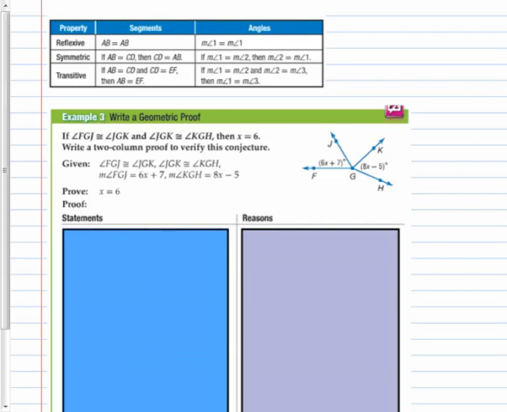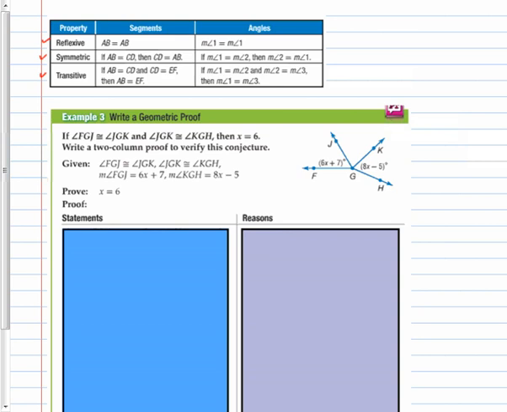Now, let's talk about geometry a little bit. We can use the reflexive, the symmetric, and the transitive property with segments and with angles. So reflexive property, the length from A to B equals the length from A to B. It equals itself, reflexive property.